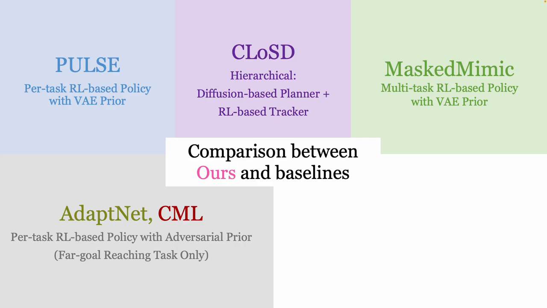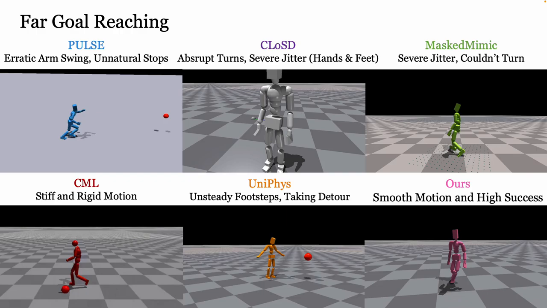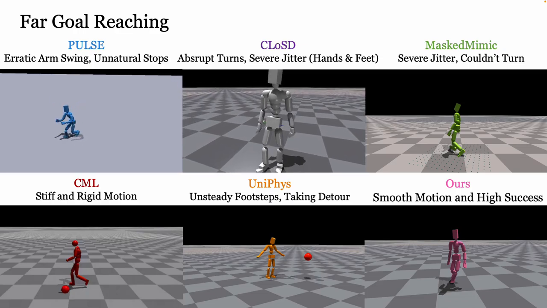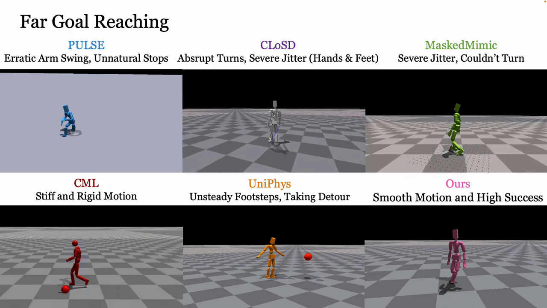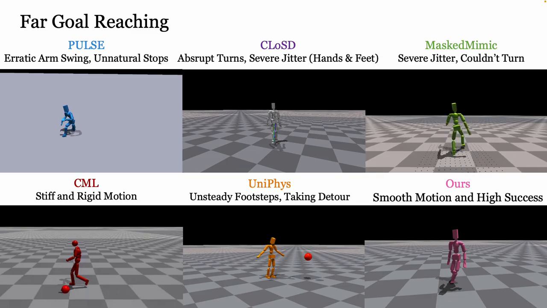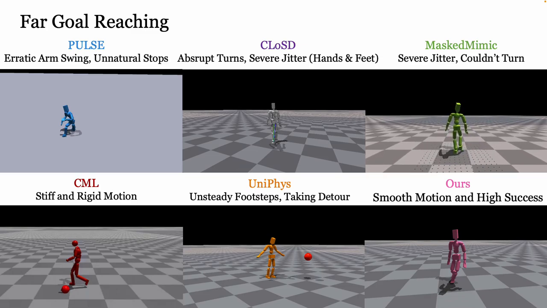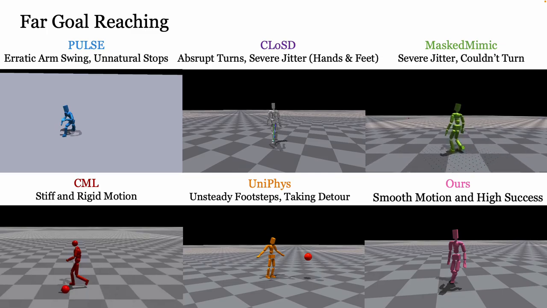These models all share the common objective of generating natural motion across various downstream tasks, using different architectures, including diffusion and reinforcement learning. In the far goal-reaching task, PULSE exhibits erratic arm swing and unnatural stops, while CLoSD turns abruptly toward the goal and suffers from severe jitter, especially in the hands and feet. MaskedMimic displays highly unnatural walking and fails to turn toward goals located behind the agent.